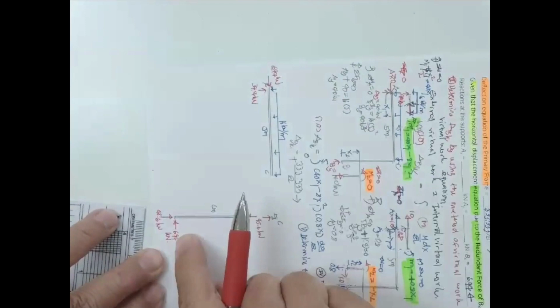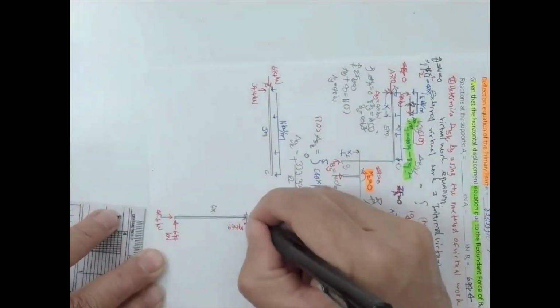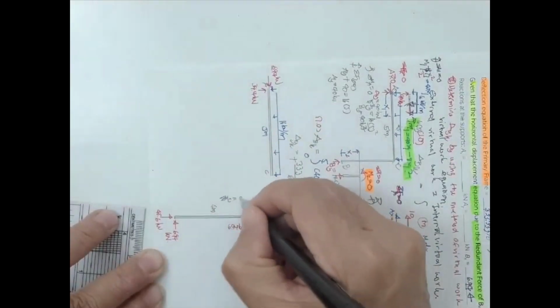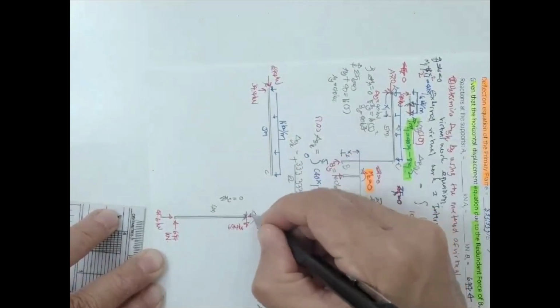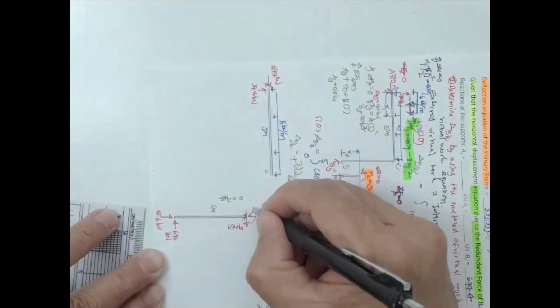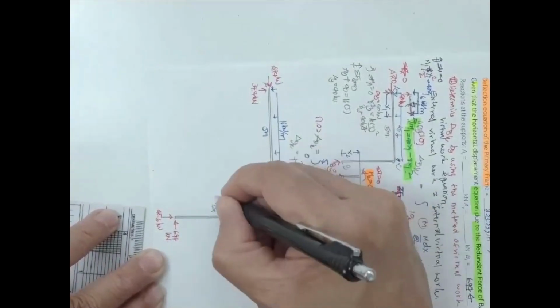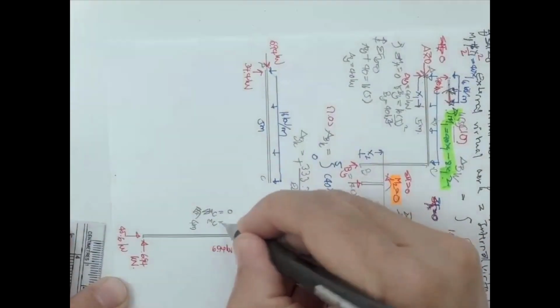Since this is upward, this is going to be 6.94 kilonewton. Okay. And then also, if you take the summation of the moment about C over here, you should have this kind of moment M sub C. Okay, you should have M sub C rotate in this direction.